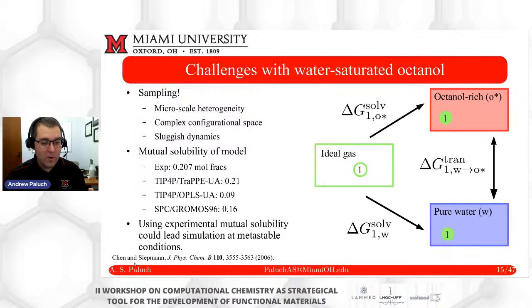In this work by Chen and Siepmann, which we'll refer to in the next few slides, they performed rigorous Gibbs ensemble Monte Carlo calculations to predict the mutual solubility of water and octanol, to model this system in atomistic detail. The reference value of octanol in water that I'll use is 0.207 mole fraction, and that's the value that Dec­ima recommends. They considered a combination of TIP4P for water with TraPPE-UA, which are the models they developed. They get very close, 0.21 mole fraction. TraPPE-UA is optimized for phase equilibrium.